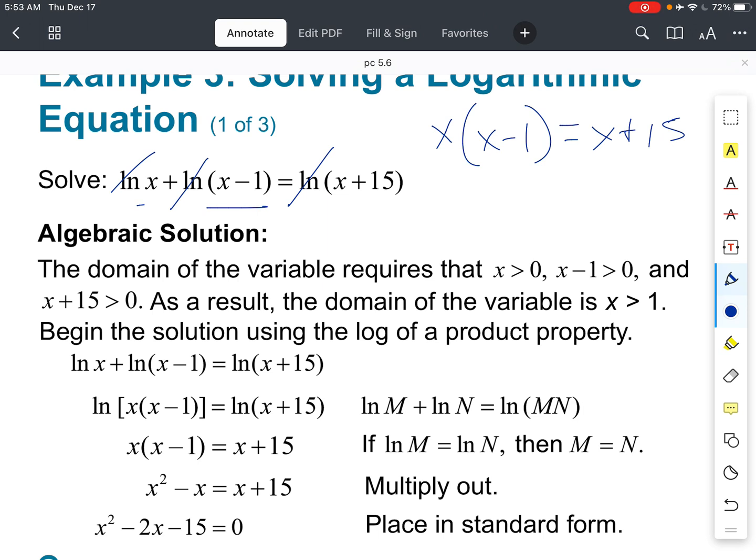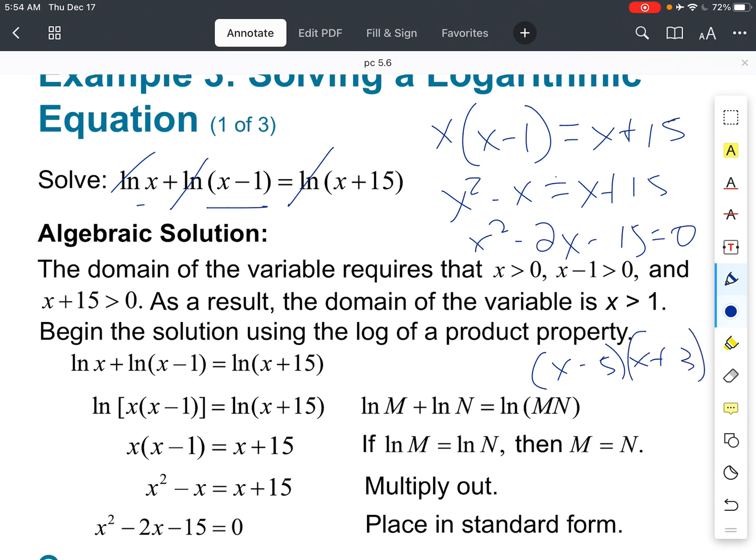Okay, if you FOIL that or distribute that out and move things all to one side, you're left with this. You get x squared minus x equals x plus 15, which is x squared minus 2x minus 15 is equal to 0. Okay, if you go to factor that thing, your two factors are x minus 5, x plus 3. Okay, negative 5 times 3 gives you negative 15, and negative 5 plus 3 gives you negative 2.